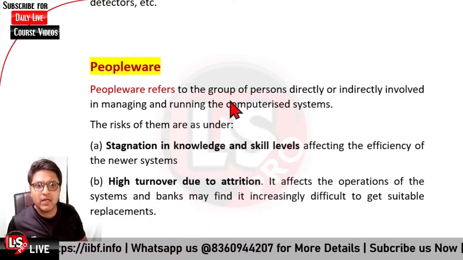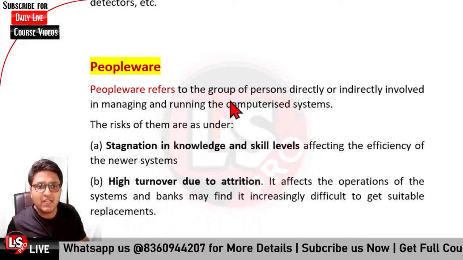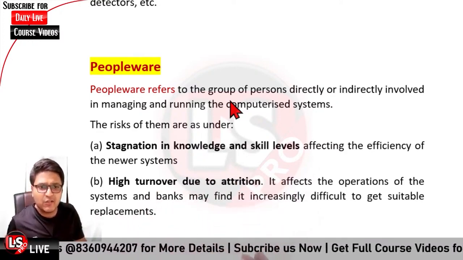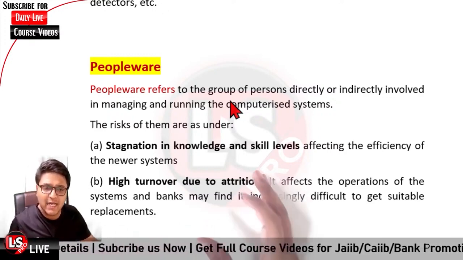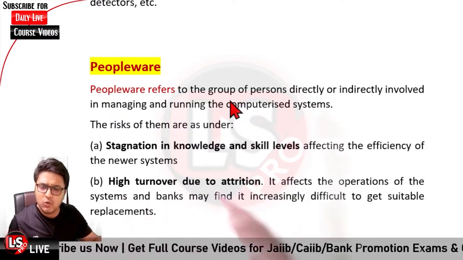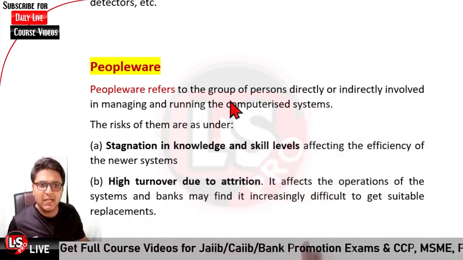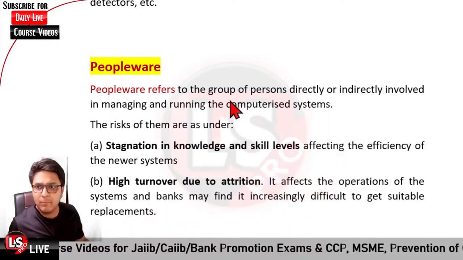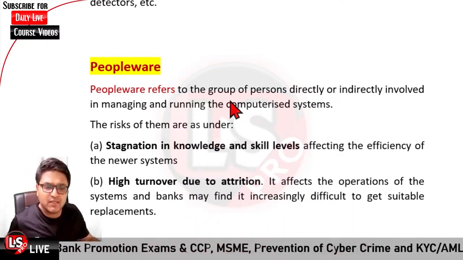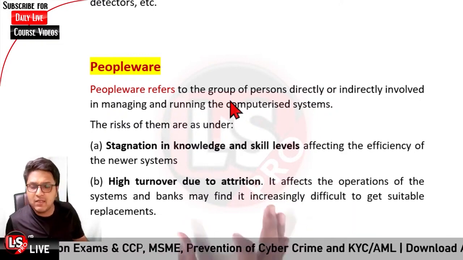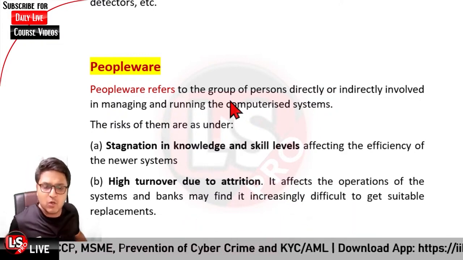And further, it could be regarding high turnover due to attrition. Now what is attrition? Attrition is basically when one person is working in a single field for a long time, and he knows all the pros and cons of that system, and ultimately it becomes very difficult for the company or the banking industry itself to replace that person. That is also a risk that is imposed on the bank or the industry.